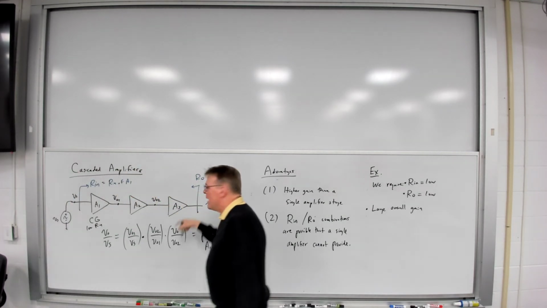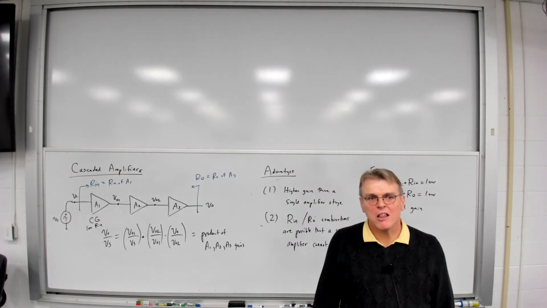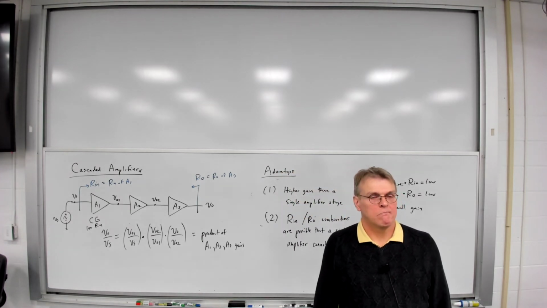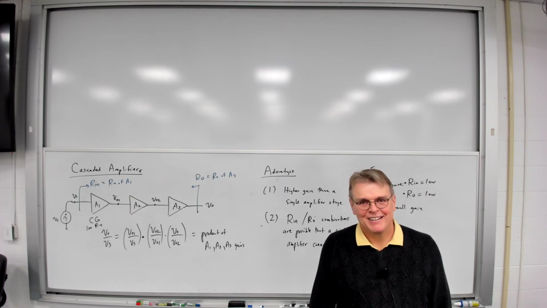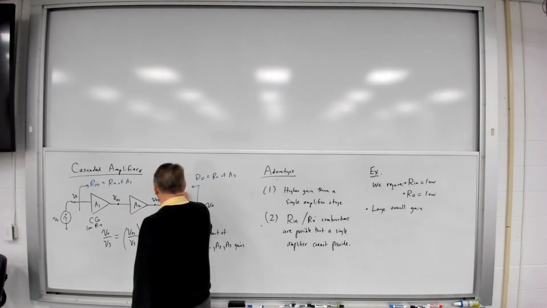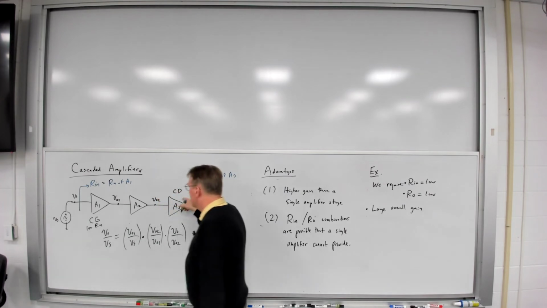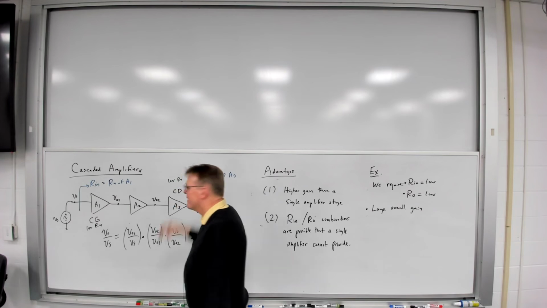We want low output resistance. What amplifier stage has low output resistance? Relatively speaking. I'll give you a hint. It has a gain less than 1. Okay? Yeah, common drain, right? The source follower. Common drain has a low output resistance.